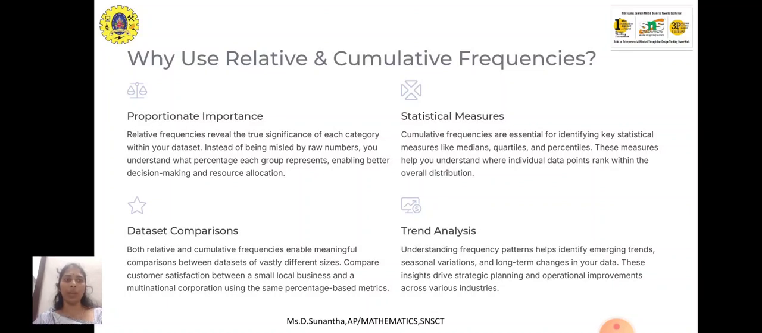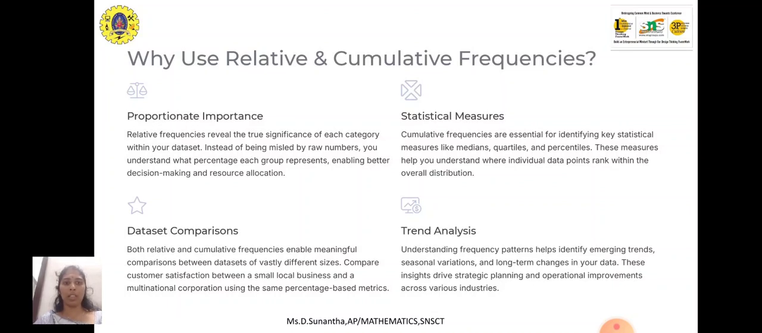Next is statistical measures. So cumulative frequencies are essential for identifying key statistical measures like medians, quartiles, percentiles. These measures help you understand where individual data points rank within the overall distribution. Next is dataset comparisons. So both relative and cumulative frequency enable meaningful comparison between datasets of vastly different sizes. So compare customer satisfaction between a small local business and a multinational corporation using the same percentage-based metrics.